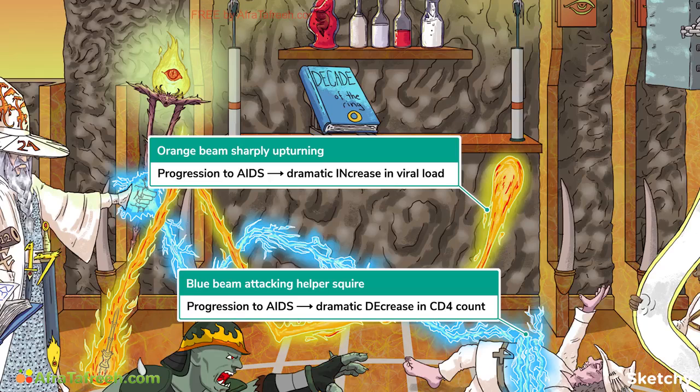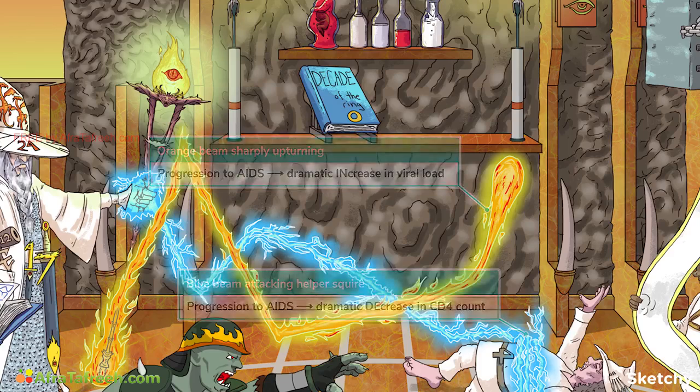By this point, the CD4 count is starting to tank, and it's no coincidence that this is when the viral load starts to drastically increase. Notice how that blue beam is attacking the squire on the floor while the orange one takes a sharp turn upward. The virus has depleted the host CD4 cells so much so that the immune system can no longer fight off the infection. At this point, the body is in an immunocompromised state known as AIDS.